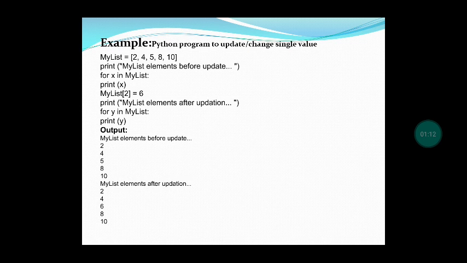In this example we are just changing a single value in the list. Here, first line, my list equals the numbers 2, 4, 5, 8, 10. After that, by using the for loop, we are printing the given list, that is my list elements before updation. Before updating the value, we are printing. So in the output it is printed as 2, 4, 5, 8, 10.